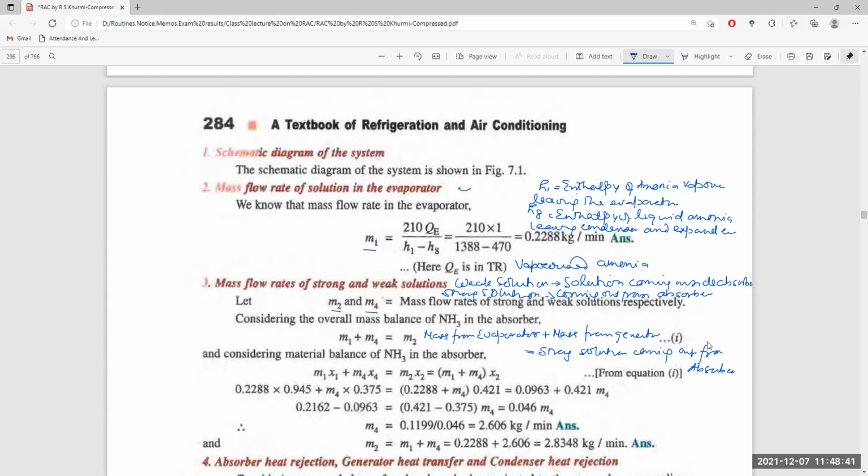It is the mass flow of strong and weak solutions. M4 is received here as the weak solution, M1 is received from the evaporator, and M2 is received as the strong solution.